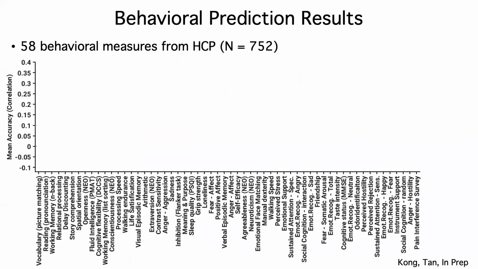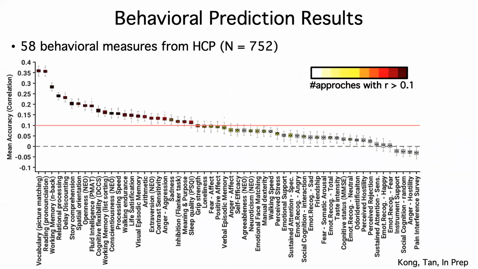In the last part of my talk, I will show you the behavior prediction results of gradients and parcellation approaches. Here is the behavior prediction accuracies average across all approaches for 58 behavior measures. The box plot was colored based on how many approaches can predict this behavior very well. So white box indicates all approaches predict poorly for this behavior, and dark red box indicates all approaches predict very well for this behavior.